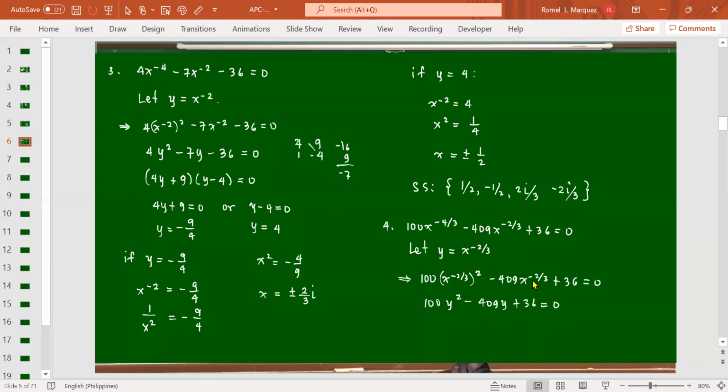Is this factorable, guys? So let's see. Is it a perfect square trinomial? The square root of 100 is 10. The square root of 36 is 6. Then times 2, let's see, it's 120. So it's not factorable into a perfect square trinomial, into identical binomials. So let's see what we can do for this.